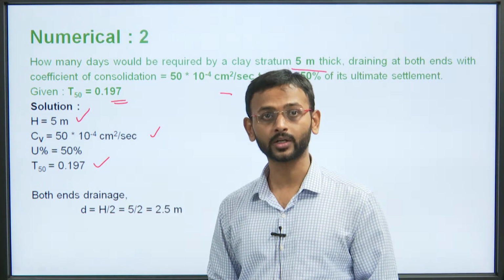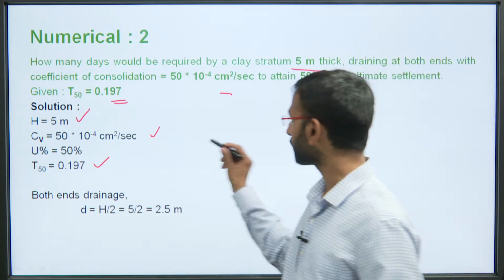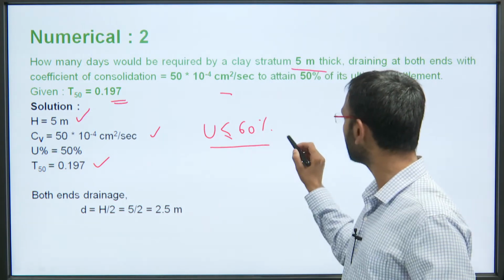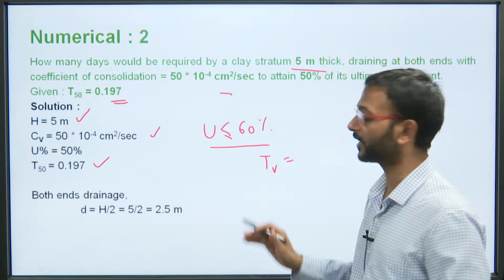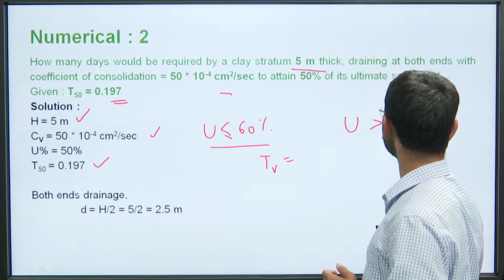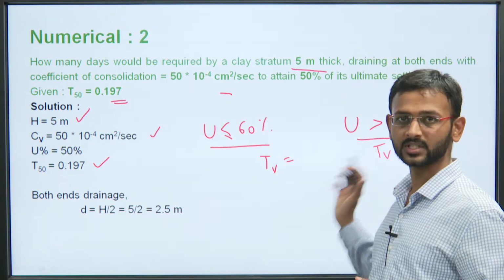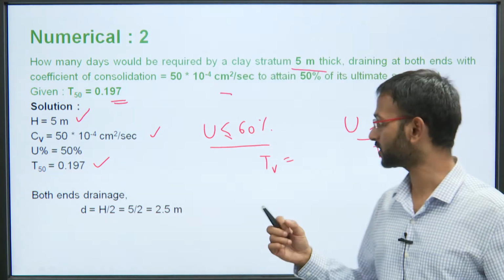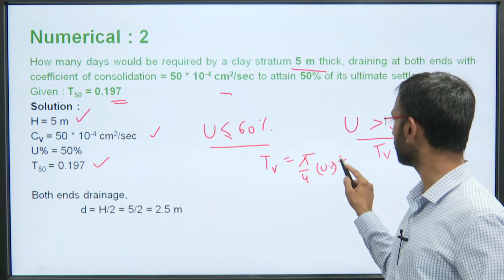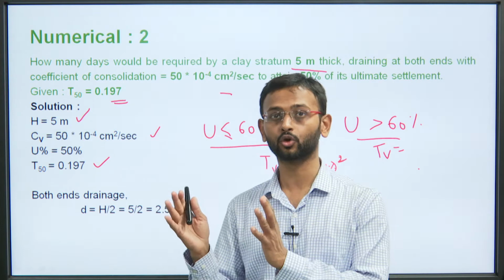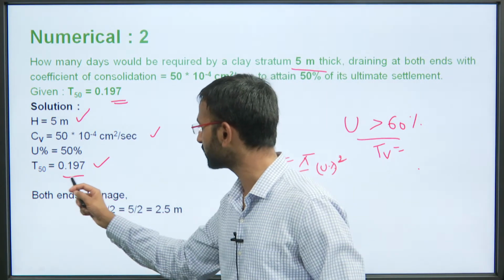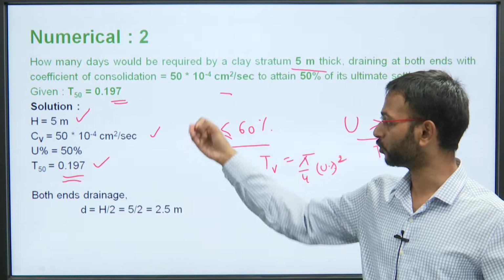If this was not given to you, you could have easily found it out. You already know that if U percentage is less than 60%, then Tv is equal to pi by 4 of U percentage square. And the other case, if U is greater than 60%, Tv is equal to 1.781 minus 0.933 log of 100 minus U percentage. So these are the two formulas that you know, and this is the very first case, that is U less than 60%. So you can easily find it out even if this is not given to you. But it is given, so you simply put in the value.